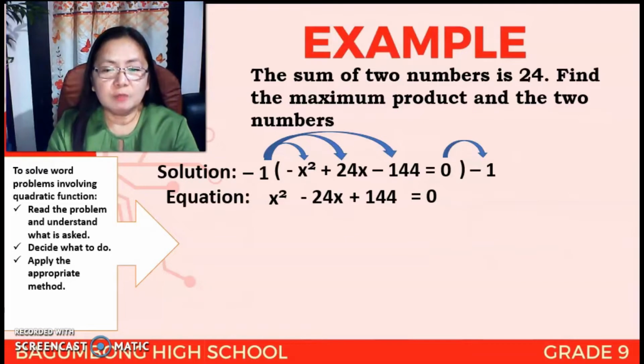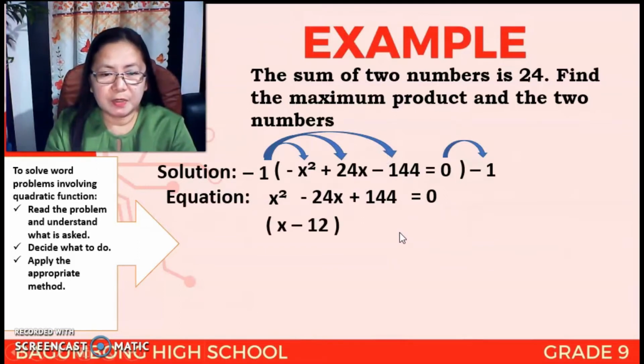So, we will solve the quadratic equation by factoring. Actually, you can use the quadratic formula, extracting the square root, or completing the square. But I will use factoring since the trinomial x squared minus 24x plus 144 is factorable. So the factors are (x minus 12) and (x minus 12) is equal to 0.